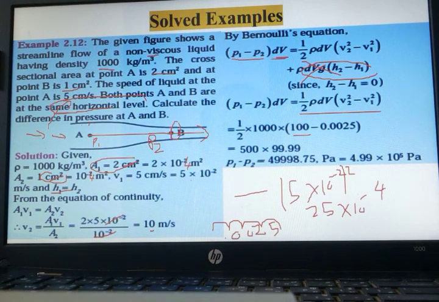So ultimately we will be getting 0.0025. If we subtract 100 minus 0.0025, we will be getting the answer as 99.9975. And 1000, if we divide by 2, we will be getting 500. So 500 into 99.9975, we will be getting this answer.